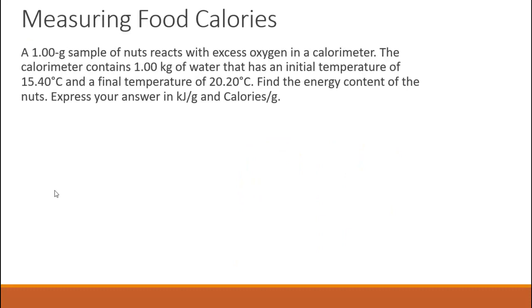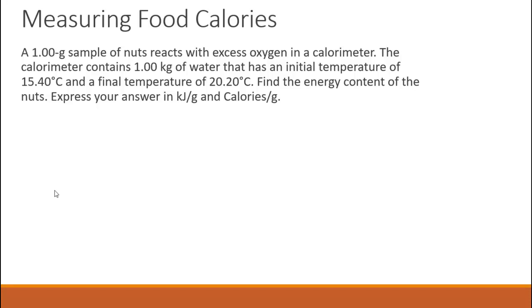Now let's see together how to calculate the food calories. For example, a 1 gram sample of nuts reacts with excess oxygen in a calorimeter. The calorimeter contains 1 kilogram of water that has an initial temperature of 15.4 degrees and a final temperature of 20.2 degrees. Find the energy content of nuts and express your answer in kilojoules per gram and calories per gram.